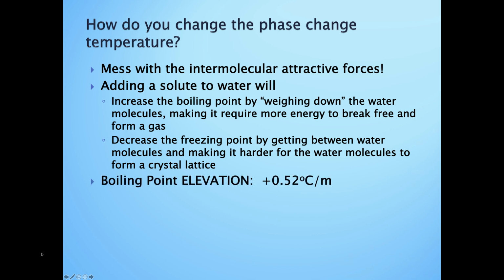So for every mole of dissolved particles, the boiling point of water will go up by 0.52 degrees Celsius. And for every mole of dissolved particles, the freezing point will decrease by 1.86 degrees Celsius. By the way, these calculations are not on the Regents, but if you're taking an advanced class, you may have to calculate it, so I'll show you how it's done.